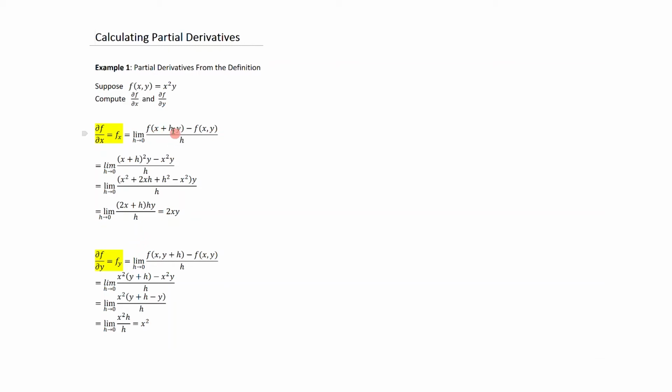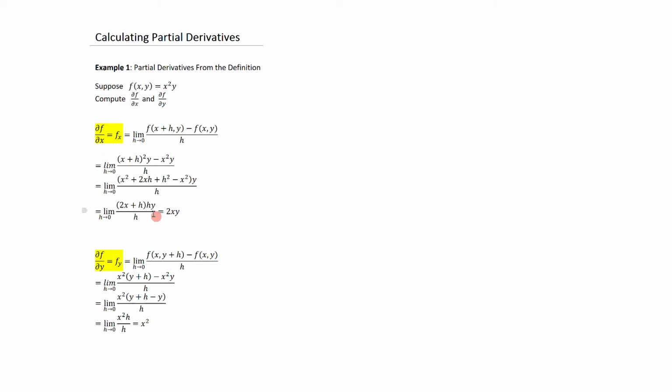And so we take f of x plus h and y, and we substitute into this expression, and then f of x, y, which is just x squared y, subtract the two, and then basically grouping the terms, you just square this out. And then you'll notice here that x squared y and x squared y will cancel, and you're just left with 2xhy plus h squared y, but you have a common h here, so you can bring an h out, and then the h's divide, and you end up with 2xy.